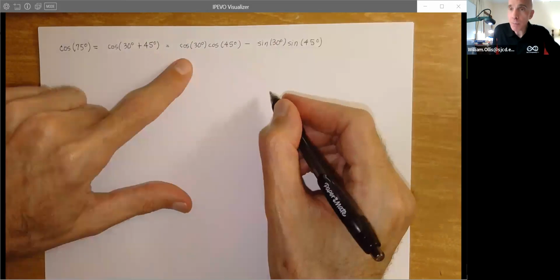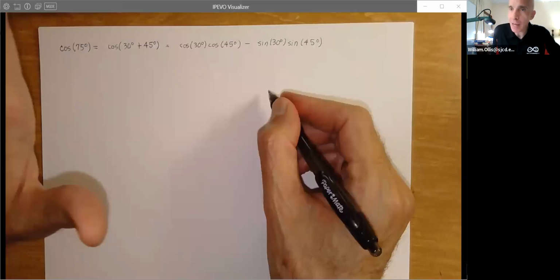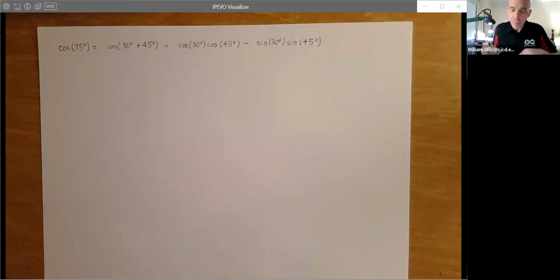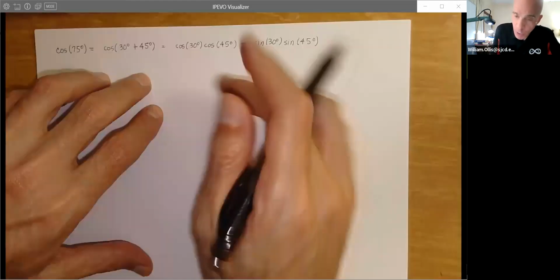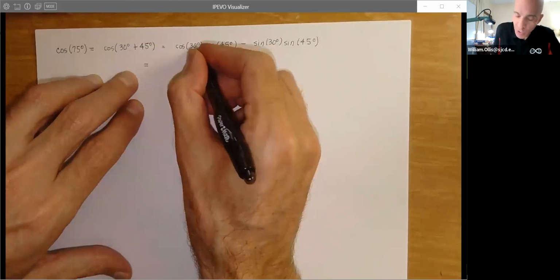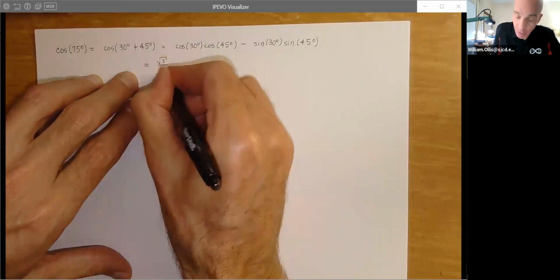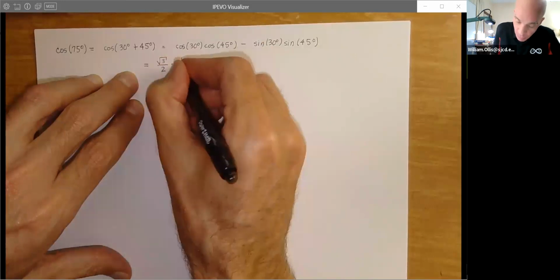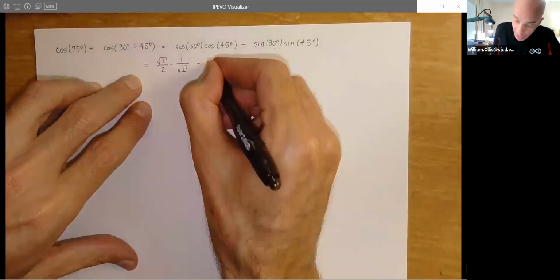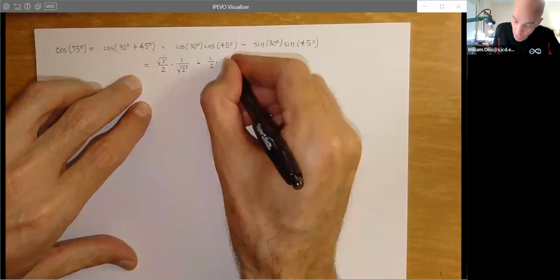Now, this is good because we know all of these. And for this problem, this is imperative. You have to have this because the decimal approximation is not allowed. And this is better anyway. So now we just fill everything in. Cosine of 30 degrees, that'll be square root 3 over 2. The cosine of 45, 1 over root 2. The sine of 30 degrees is 1/2, the terminal point, again, our friend. And then, of course, the sine of 45 degrees is 1 over root 2.